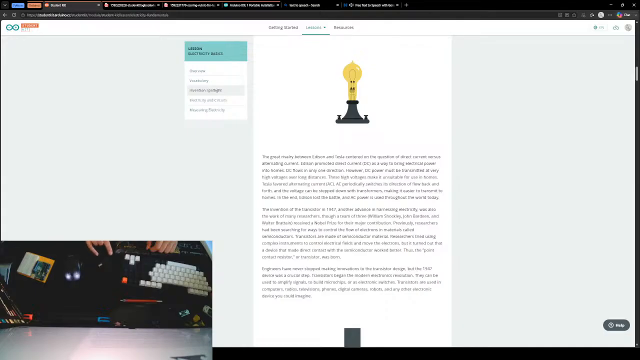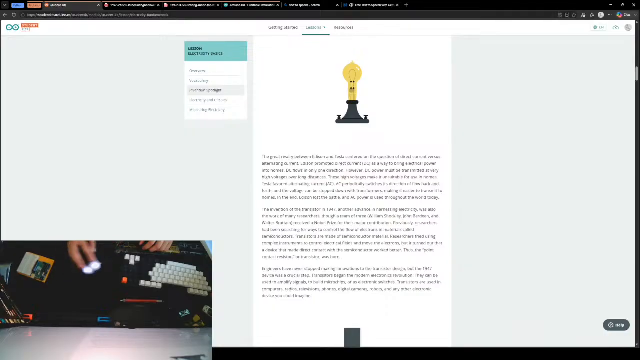The invention of the transistor in 1947, another advance in harnessing electricity, was also the work of many researchers, though a team of 3 received a Nobel Prize for their major contribution. Previously, researchers had been searching for ways to control the flow of electrons in materials called semiconductors. Transistors are made of semiconductor material. Researchers tried using complex instruments to control electrical fields and move the electrons, but it turned out that a device that made direct contact with the semiconductor worked better. Thus, the point contact resistor or transistor was born.